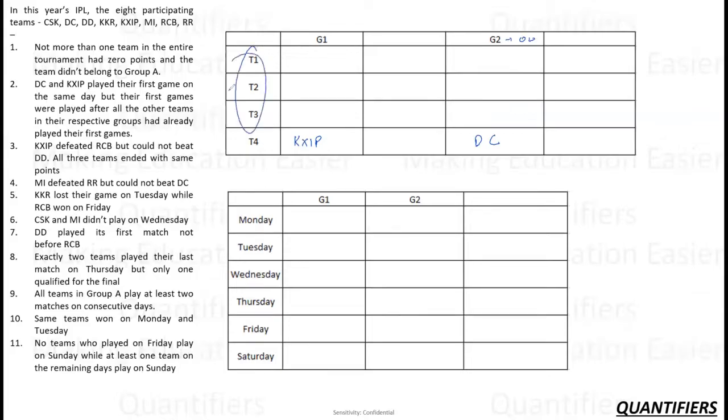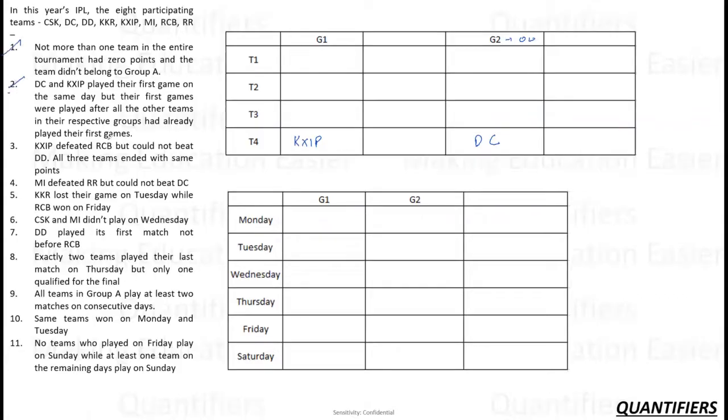For 3 teams, can I say I need at least 2 days, right? T1, T2, and then T3 might have played with T1 or T2, which means that in any event, Kings 11 Punjab and DC cannot play before Wednesday. So the minimum they can play is on Wednesday, right? I need to keep it in mind. Okay, done.